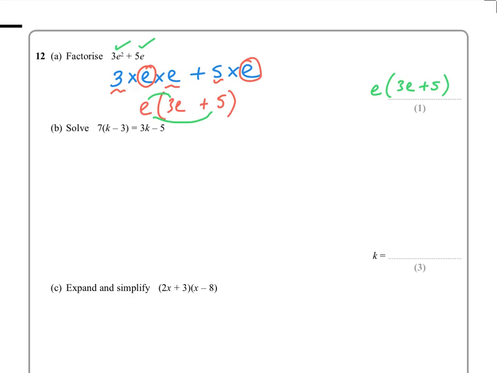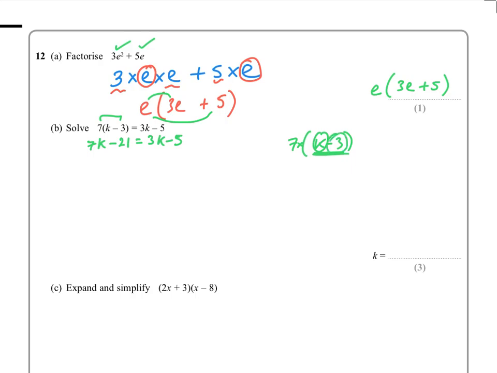Then we want to solve this one, so I would times out the brackets. So 7k minus 21 equals 3k minus 5. Be careful, we're not doing 7 minus 3, which is 4. If we have 7 lots of k minus 3, it's 7 times. So we've got to multiply everything in here by 7. That's the k and the minus 3.